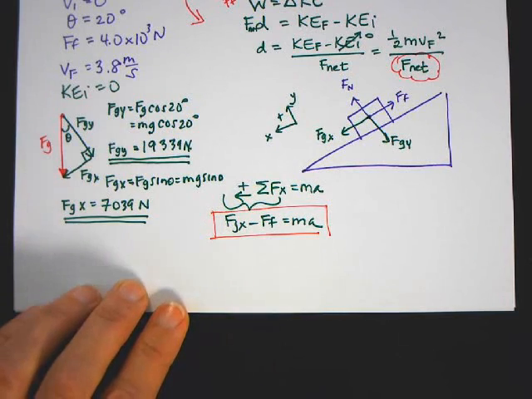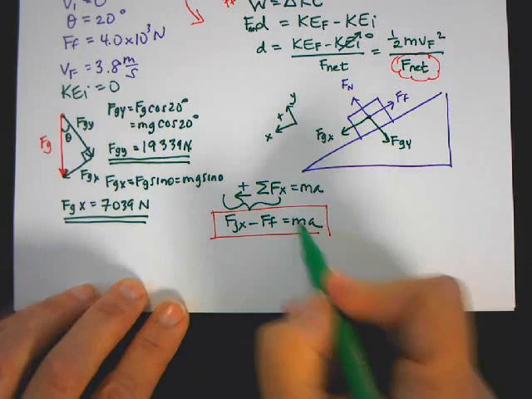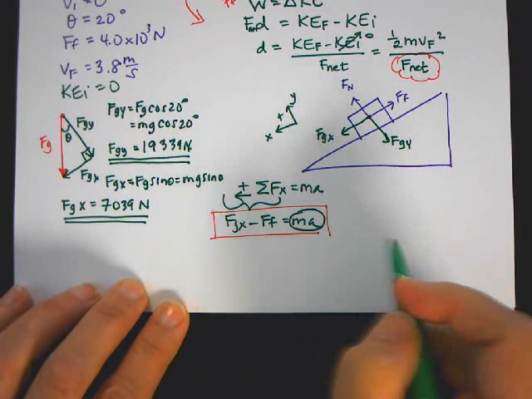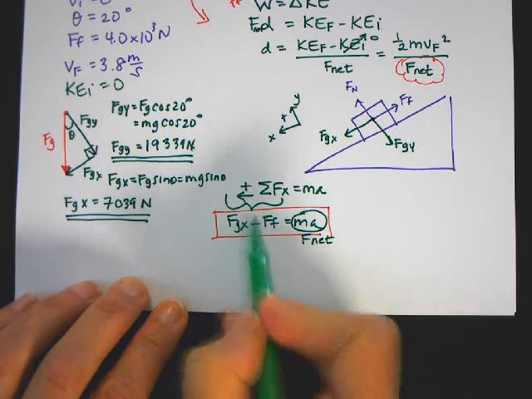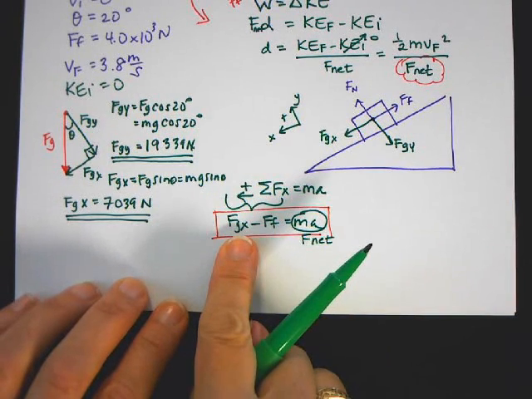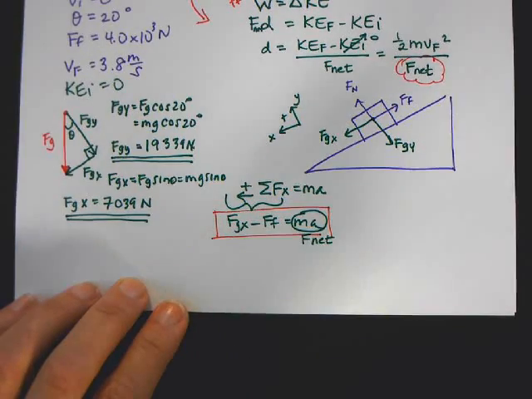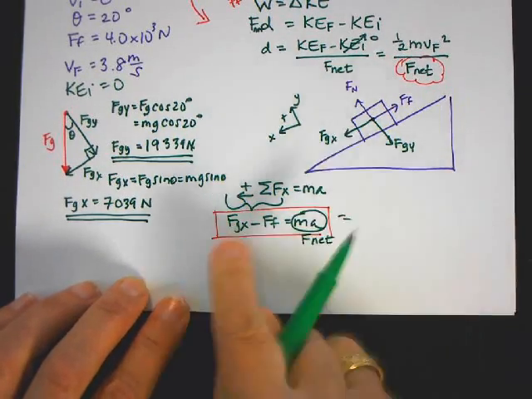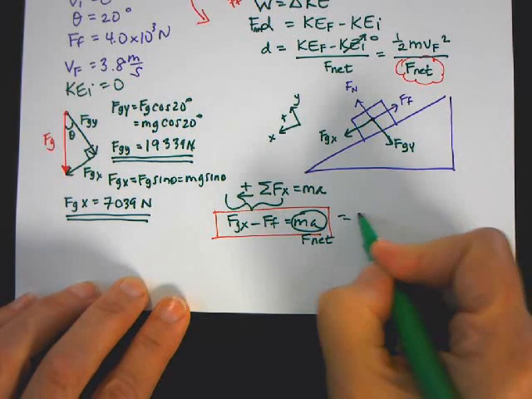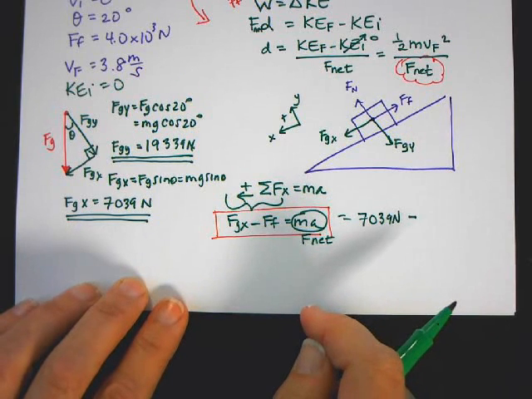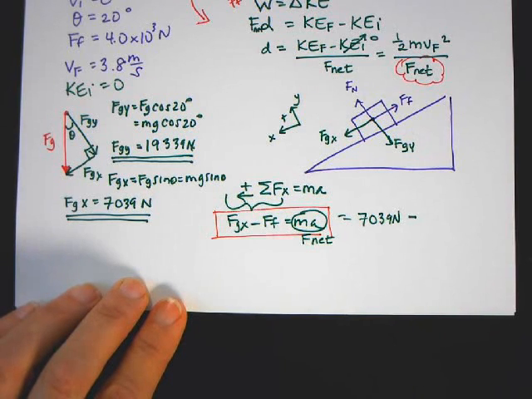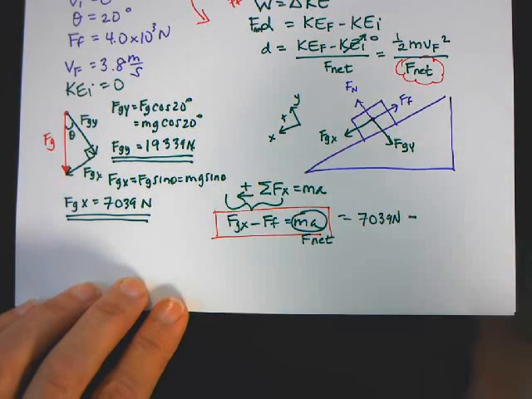So now, this ma is actually equal to what? That's actually F net. So I don't have to make this as hard. Once I figure this out, I have what F net is. I don't need the acceleration, I just need F net. So FGX was 7,039, and F of f, did we figure out F of f? It was given. Oh, so that's it.